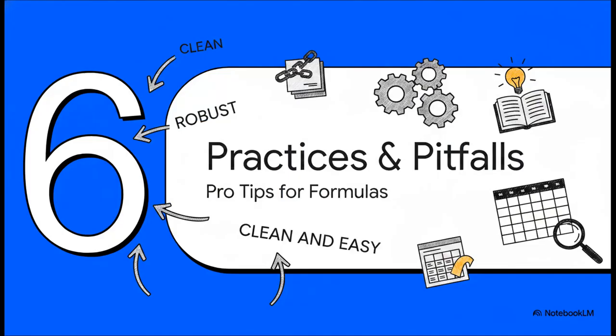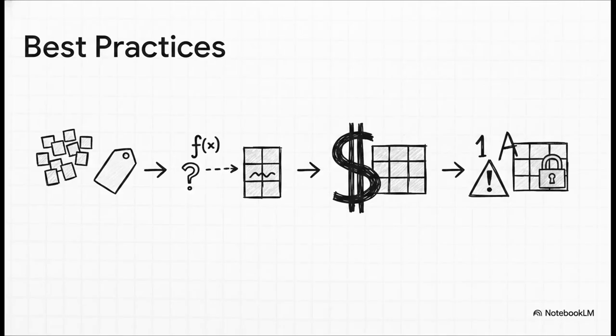Before we wrap up, I want to run through a few pro tips. These are the things that will help you write formulas that aren't just correct, but are also clean, reliable, and easy for other people to understand. First off, use named ranges. A formula that says sales_data is a million times easier to read than A2 to C500. Second, please don't hard-code your criteria in the formula. Pull them from other cells so your reports are dynamic.